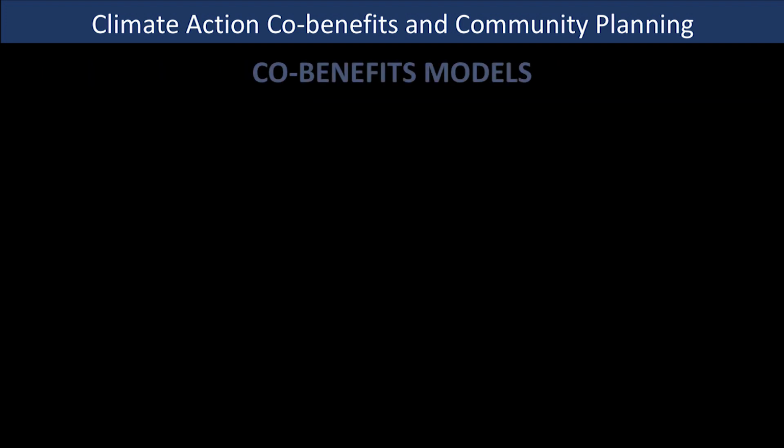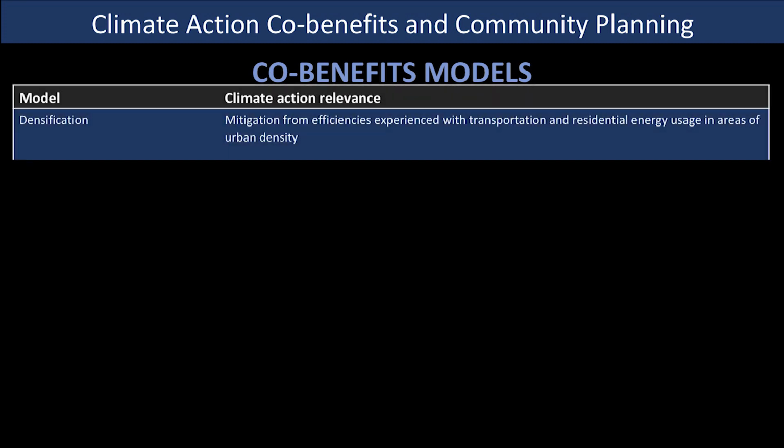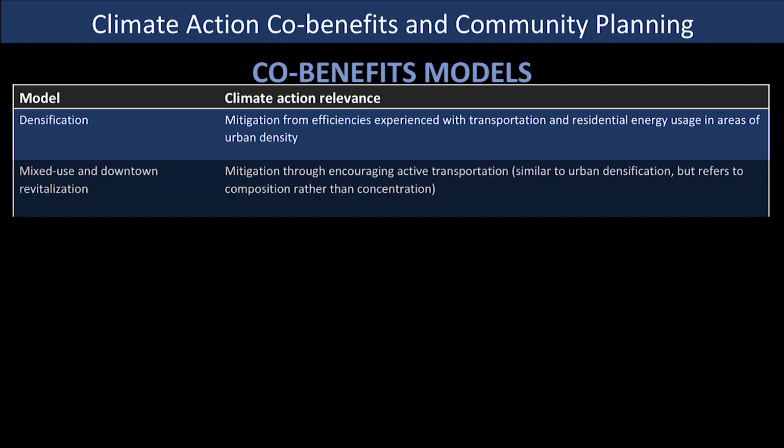So as mentioned, we had a series of models. There are 7 models altogether, and I'll run through these quickly. They center on densification. So this is mitigation that occurs from the efficiencies that come from around transportation of residential energy when you densify areas. We had a separate model for mixed use and downtown revitalization. It is linked to densification quite often, right? But we have treated these as separate models because mixed use downtown revitalization is often more about form, where densification is really about that concentration.